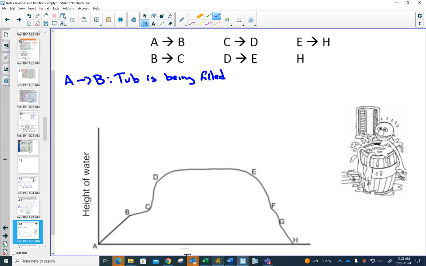What about B to C? They're turning off the water. Well, the height is still going up, but as they're turning it off, maybe slowly turning off the water? Well, we don't know what the time units are. Okay. That could work.